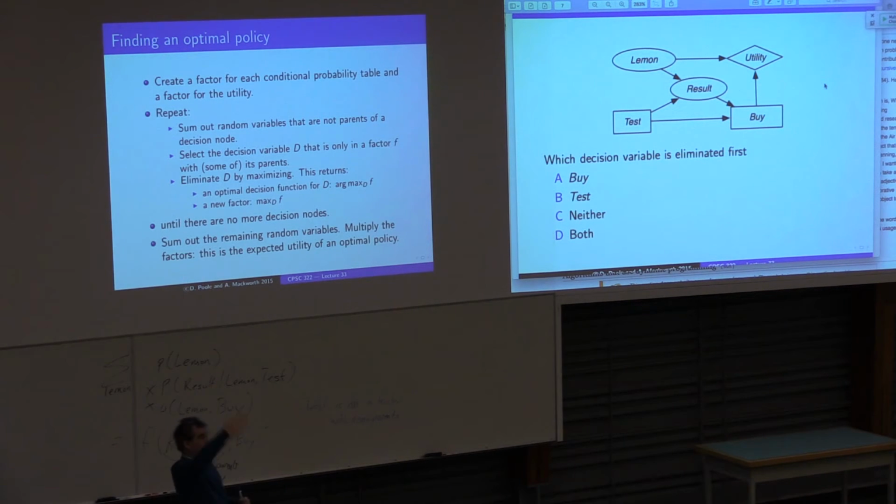Yeah, we're going to go backwards. We're going to do the very last decision first. We can't maximize test at the moment because we don't know, but we can maximize by. So we're going to go backwards. It's like regression planning. It's dynamic programming. It's going backwards through time. We're looking at the last one first.